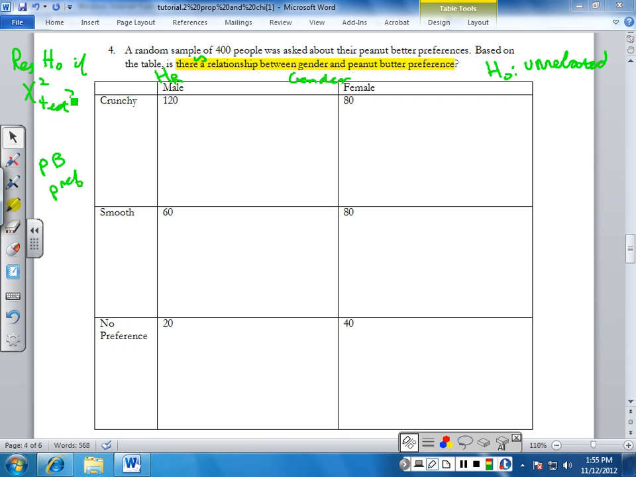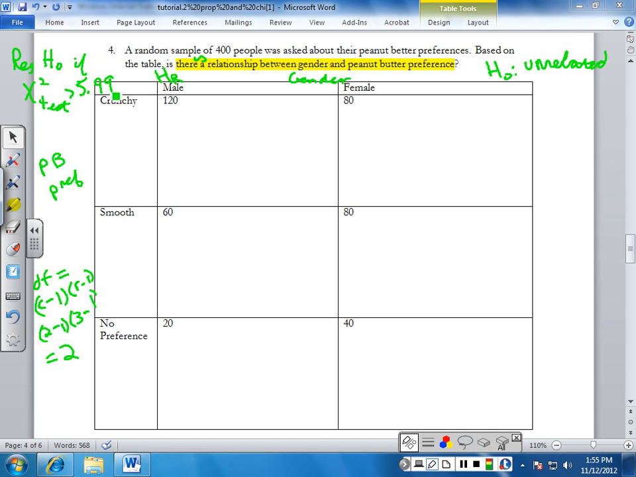Our degrees of freedom on this one, you could blot out one column and one row. You can see it's 2, or you can do number of columns minus 1, number of rows minus 1. Get the product of those. In this case, we have 2 columns minus 1, that's 1. And 3 rows minus 1. And so that's all equal to 2. So we reject HO if chi-square test is greater than 5.99.